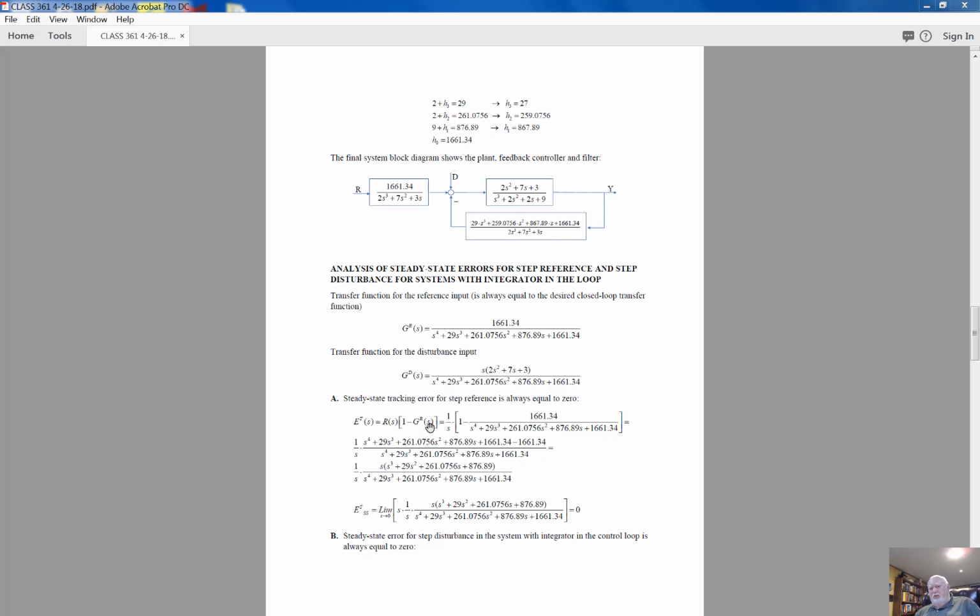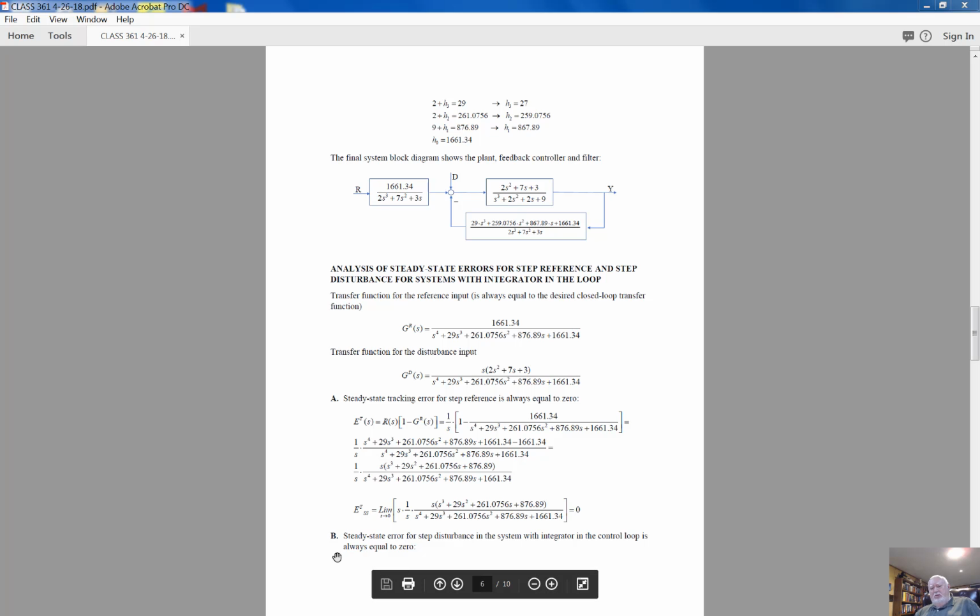And if I would apply the final value theorem, you know that G reference of 0 is 1, and 1 minus 1 will give you 0. So yes, the error for a step reference in the system with integrator or without integrator is 0.